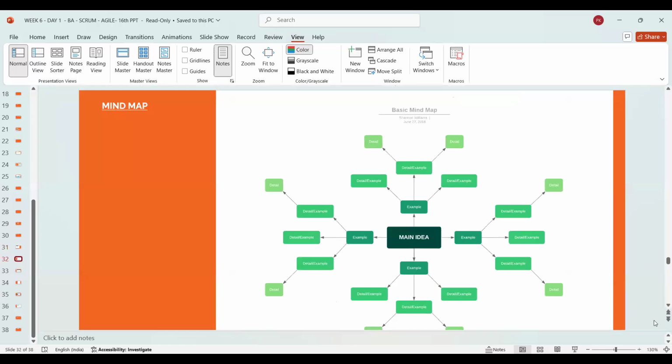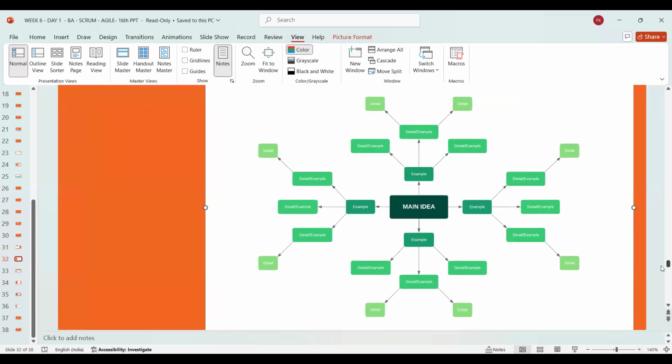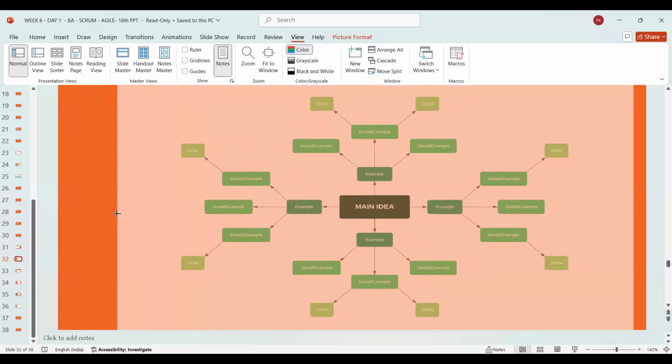Okay, now this is one of the very interesting, very practical, and I would say fun things to do. It's called a mind map. So as the name suggests, it is actually mapping the ideas that are coming to your mind.